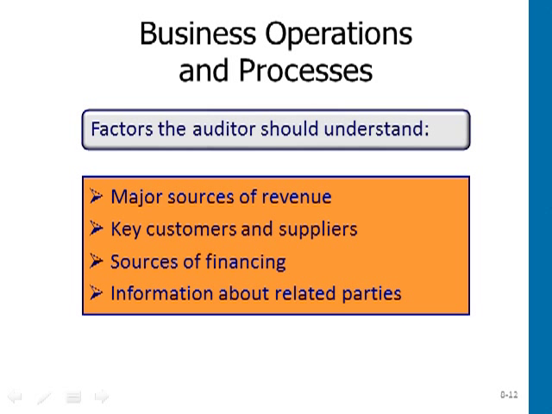We talk about the importance that the auditor places on understanding the business operations and processes. And so we need to have a good understanding of the major sources of revenue. Who are the client's key customers and suppliers? And are there risks associated with either of those groups? What are the client's sources of financing? So are they equity financed? Are they debt financed? And if they are, then what are any unique terms and conditions around those financing sources that make up their capital structure? And then we want to understand any information about related parties or related party transactions and what implications that may have for our financial statement disclosures.